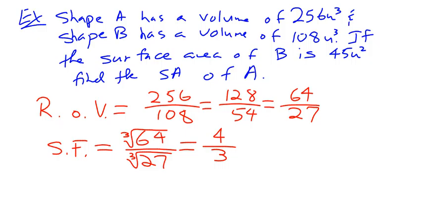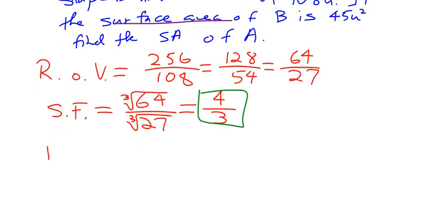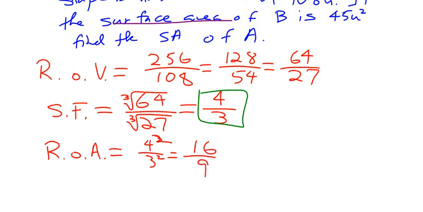Okay, so now that I've cube rooted my ratio of volumes, I get a scale factor of 4/3. Okay? So now using this ratio of the scale factor, I'm trying to get the surface area, aren't I? So to do that, I need to now take that and square it to get to the ratio of my areas, right? So if I do 4/3 squared, I come up with 16/9, right? And again, that's A to B, right?